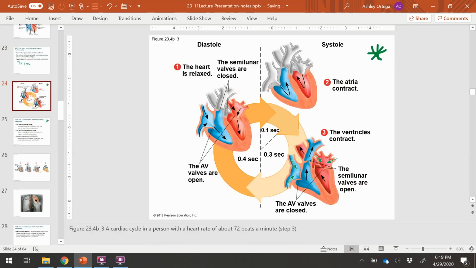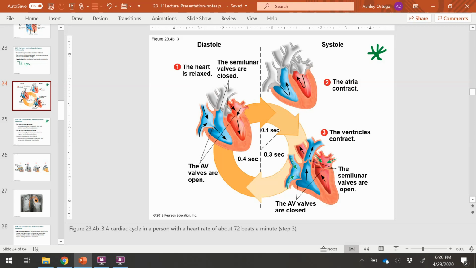But let's take a look at how the heart contracts and relaxes. The first stage is the diastole phase, the relaxation phase, where the atria and the ventricles are relaxed, and so their valves are open. This is going to allow for filling of blood in the ventricles and the atria, on both sides. It's important to note here the semilunar valves are closed. This is wanting to pull in and store blood.